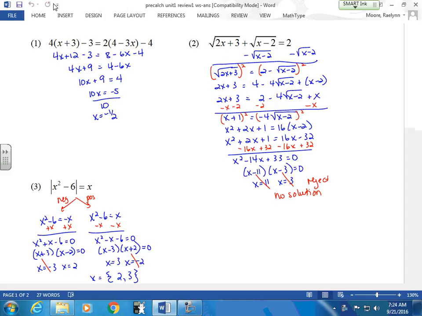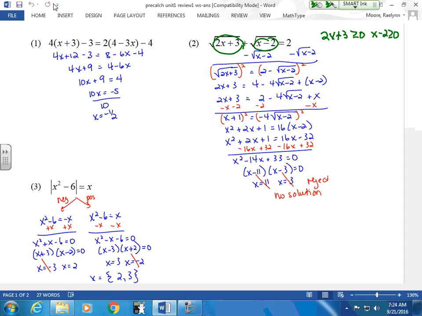Is there any domain restriction in this equation? Nothing to worry about. Number 2, is there a domain restriction here? Yeah, let's work out your domain restrictions. You have two radicals. So they're not under a fraction, so I'm just going to set them greater than or equal to 0.